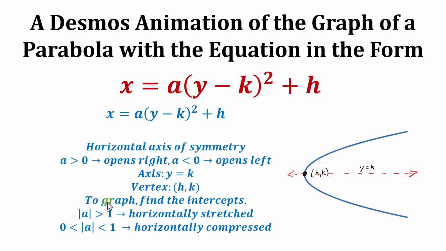In addition, if the absolute value of a is greater than 1, the parabola is horizontally stretched and is more narrow. If the absolute value of a is between 0 and 1, the parabola is horizontally compressed and becomes more wide. And now let's go to Desmos.com.